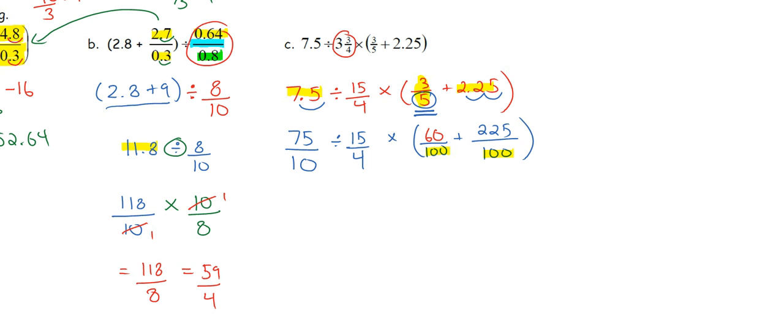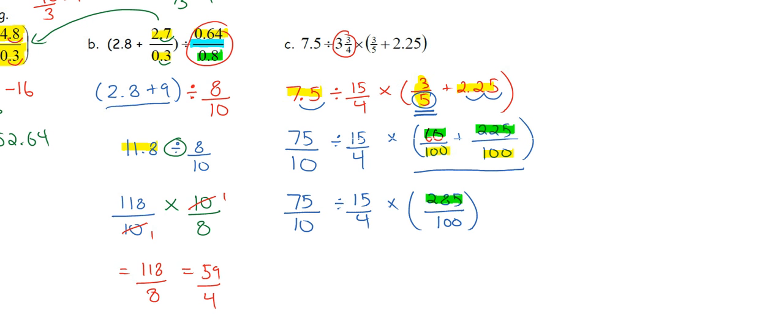Alright, so we're making good progress here. The next thing I need to do is finish this statement off right here. So this will be 75 over 10 divided by 15 over 4 times, well, 60 plus 225, that's going to be 285 divided by 100. In order to get this 285, I simply add the 60 plus the 225.